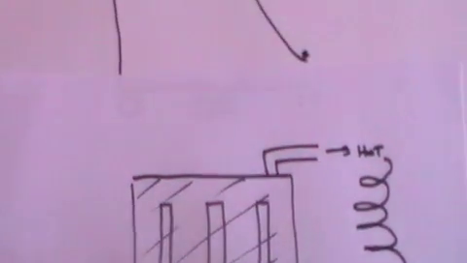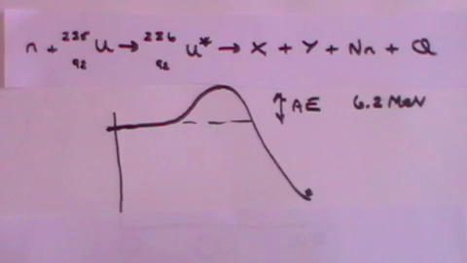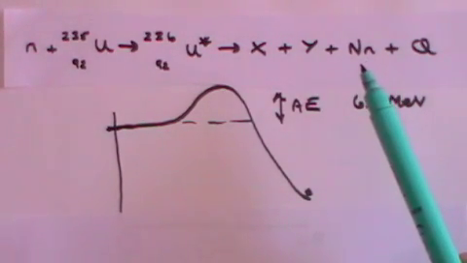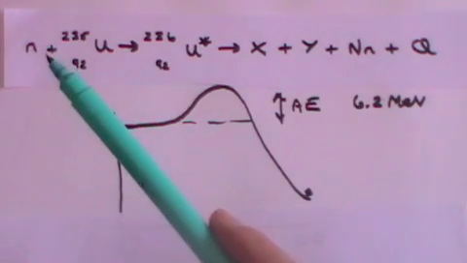But there are two issues that we have to address. The first is that these neutrons are fast-moving neutrons, right? They carry away MeV worth of energy. These neutrons are thermal neutrons.